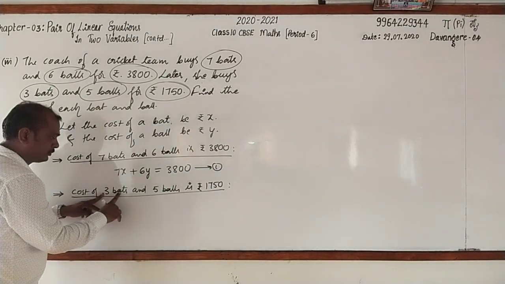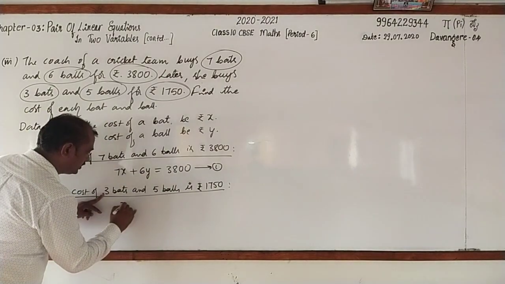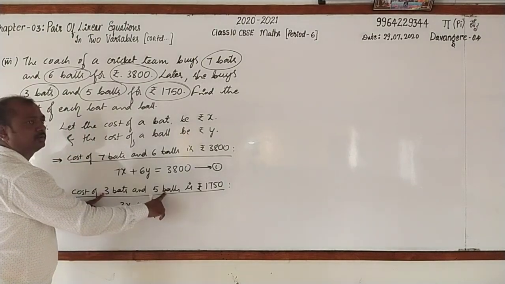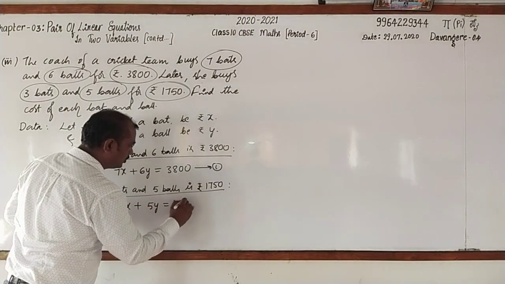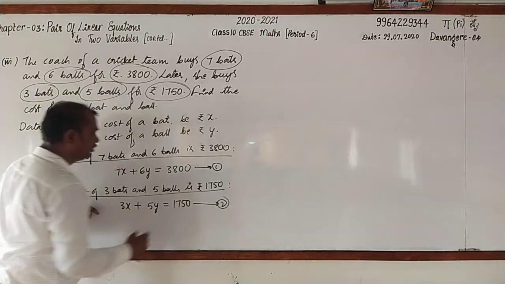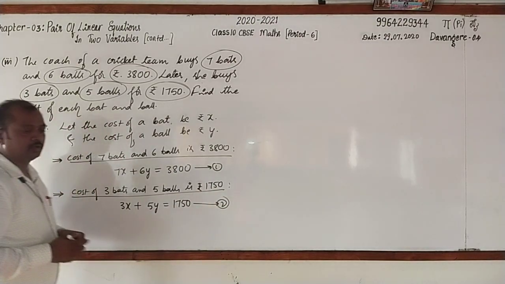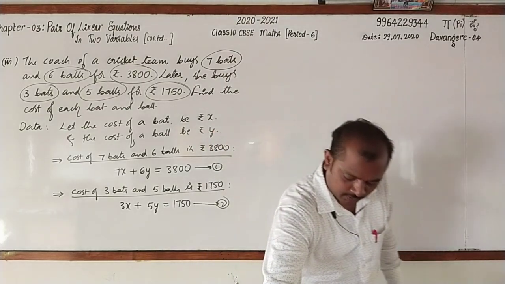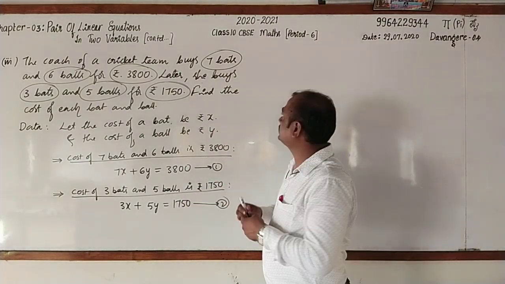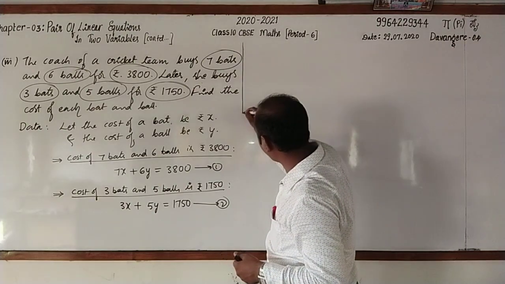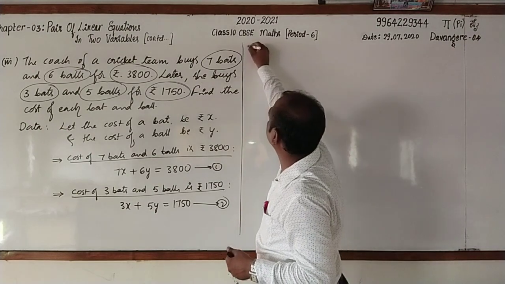Cost of 1 bat is rupees x, 3 bats 3x, 1 ball y, 5 balls 5y. It's equal to 1750. You may call it as equation 2. Now we have to solve it by substitution method. Let's go forward.